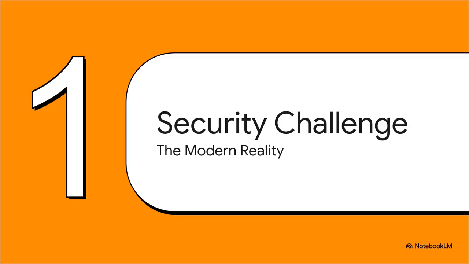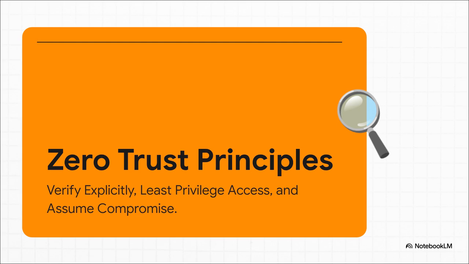Let's jump right into Section 1, the Modern Security Challenge. As you probably already know, every check this assessment runs is guided by 3 foundational Zero Trust principles. First, verify explicitly, meaning you're always authenticating and authorizing based on every available data point. Second, least privileged access, limiting user access with just-in-time and just-enough access policies. And third, assume compromise, minimizing that blast radius and preventing lateral movement. This whole assessment is built entirely around enforcing these 3 principles programmatically.